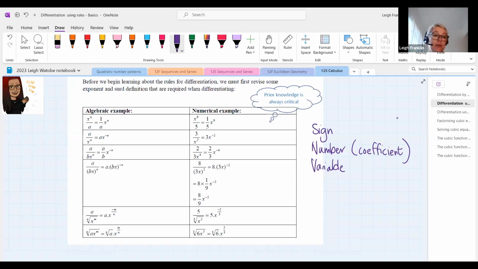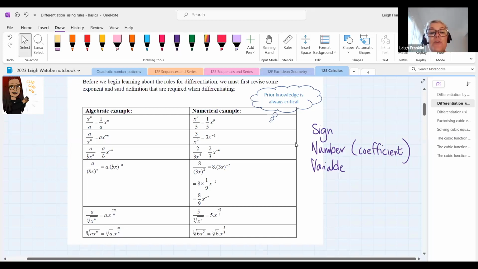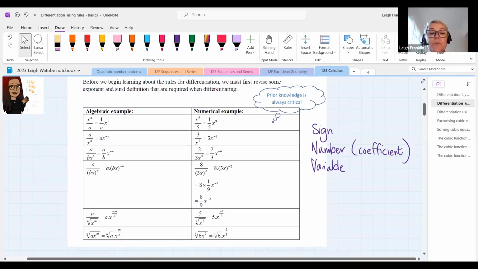Let's run through some different examples just to refresh your memories, because we need to be able to do this in order to apply our rules for differentiation. Let's make this a little bit bigger for you guys. I don't know if you're struggling to see it or not.